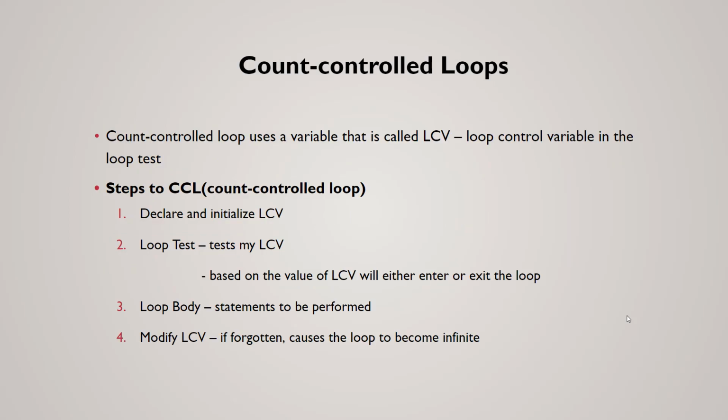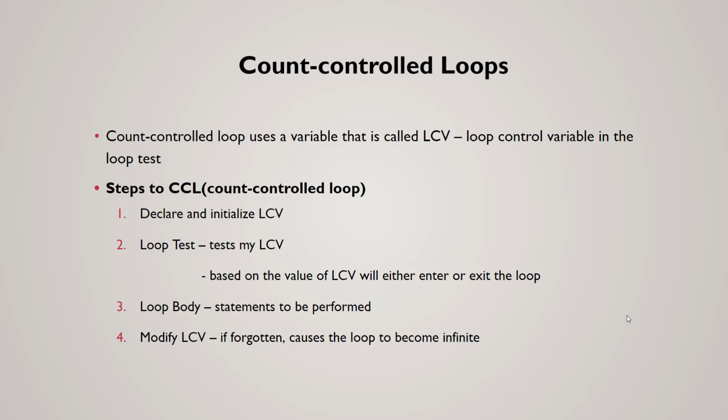Now, first are count controlled loops. These are our loops, like I said, where we are counting, we're doing something a finite number of times. We're not waiting for some event, we're doing it 5, 10, 15, 20 times. So a count controlled loop uses a variable that's called an LCV, or a loop controlled variable, in the loop test.